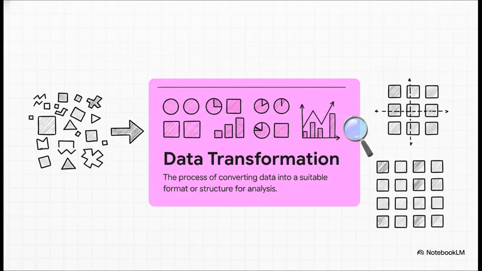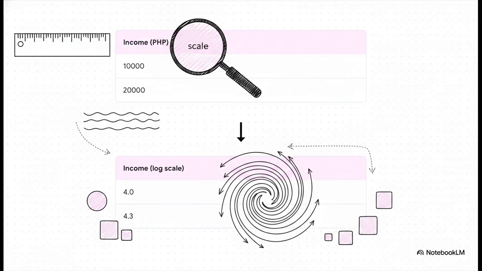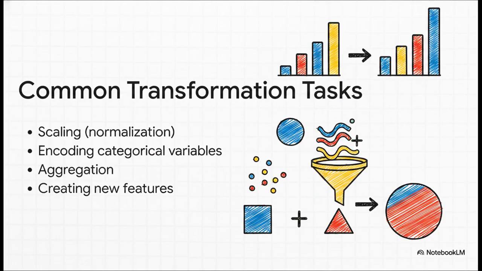All right, next is transformation. This is all about changing the data's format so it's actually useful. And this is a great example. We're just changing the scale of the numbers, a really common move. You might also be encoding variables, or maybe even creating totally new features from what you already have.